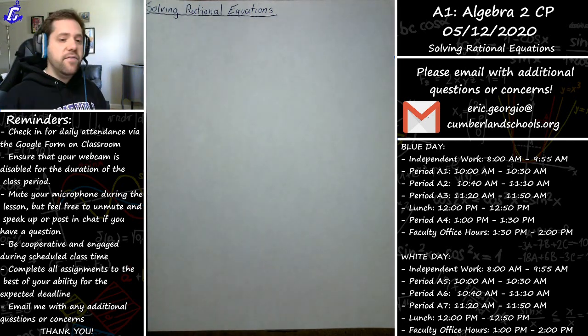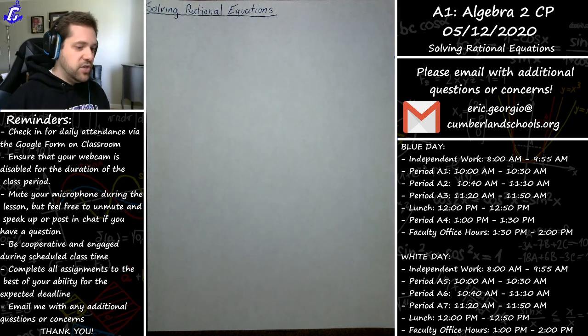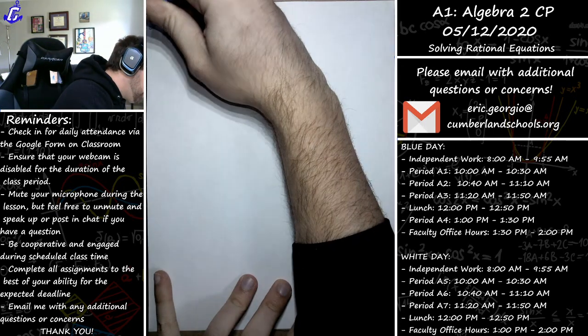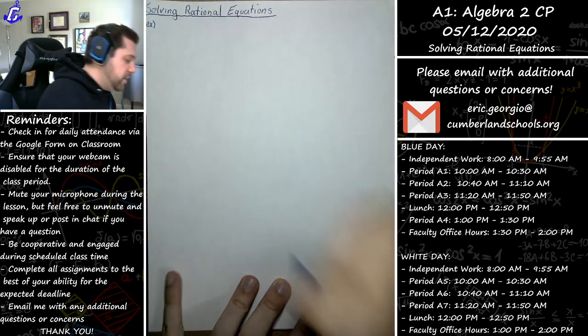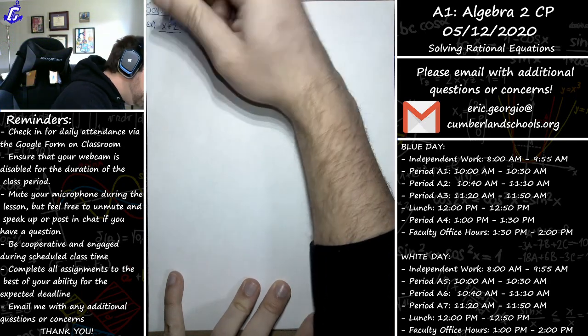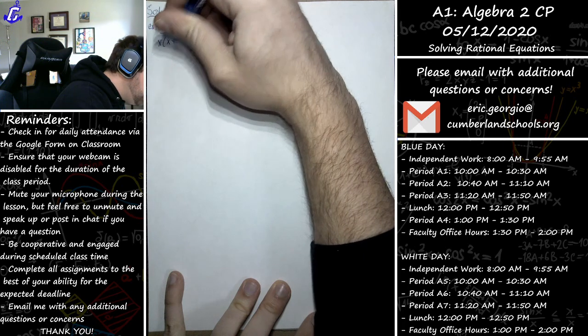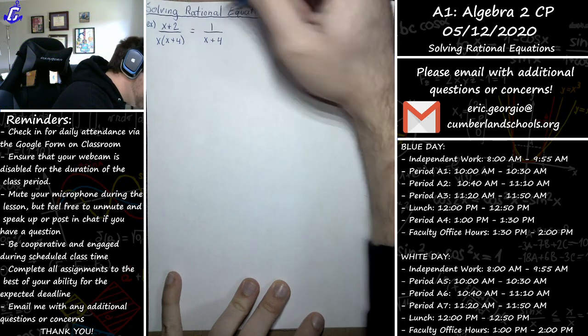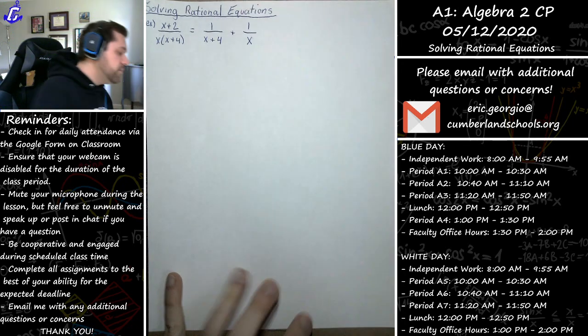Given everything we've learned previously, we're now going to jump into solving rational equations. We're going to apply those skills to solve for x and check our answers. Before we do, consider a rational equation like this, and we'll get back to this specific example in a little bit: x plus 2 divided by x times x plus 4 is equal to 1 over x plus 4 plus 1 over x.